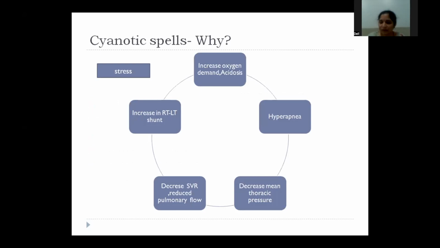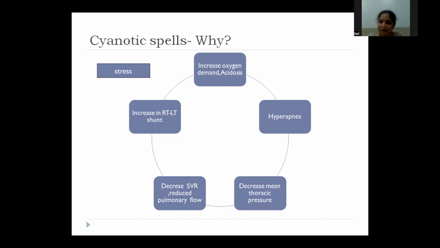So the important feature of tetralogy of Fallot is cyanotic spells. When there is a severe obstruction, any stress or any sympathetic stimulation, pain, tachycardia, anxiety, stimulates tachycardia and sympathetic stimulation, and so there is increased oxygen demand. But as the oxygen levels are fixed or less, they have hypoxia. Hypoxia leads to acidosis. Then the child tries to compensate with hyperpnea.